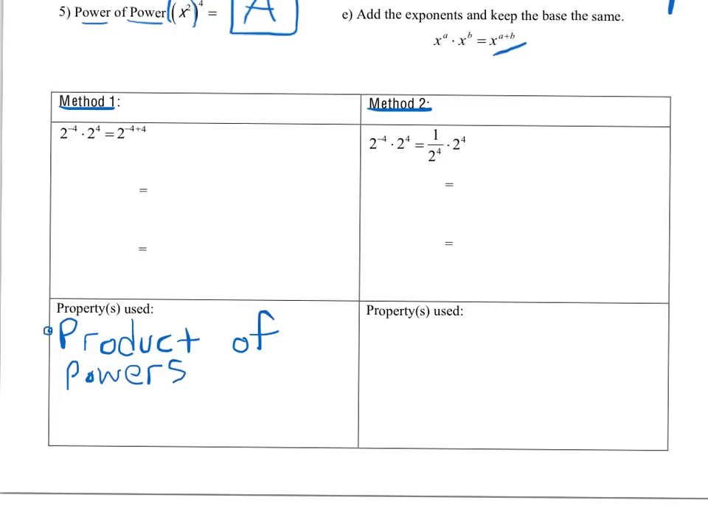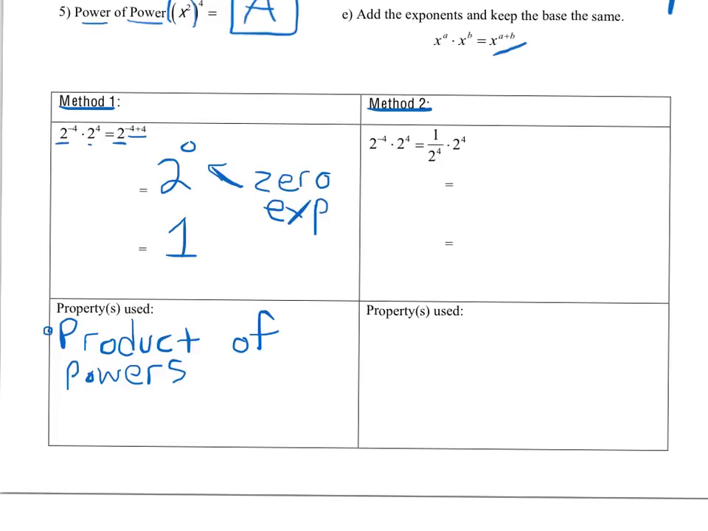So, what do we do when we're multiplying? Well, we showed it here. We add the exponents. So negative 4 plus 4 would be 2 to the 0 power. And you notice the bases of 2 did not change. The base does not change. 2 to the 0 power we know is just 1. So this property right here is just the 0 exponent property.